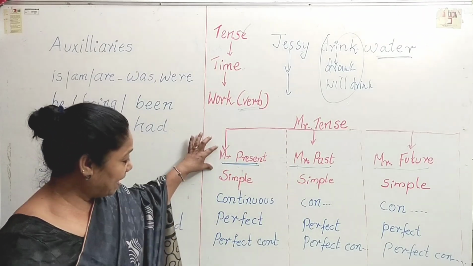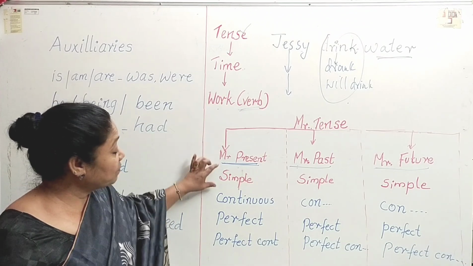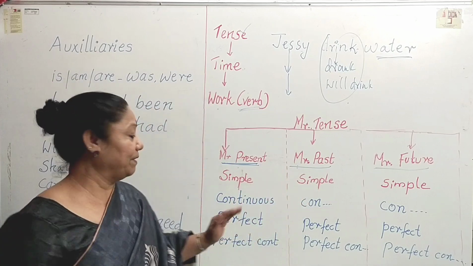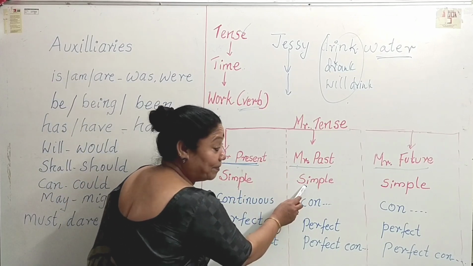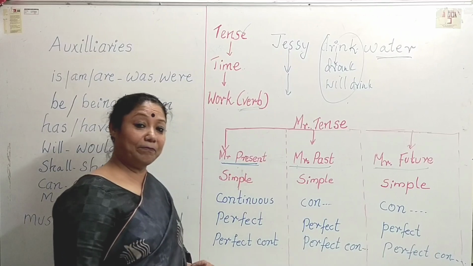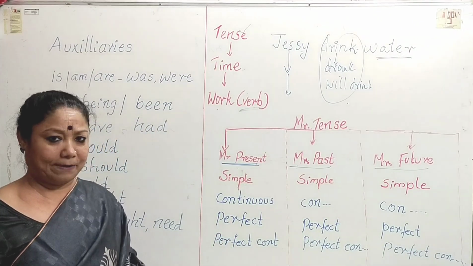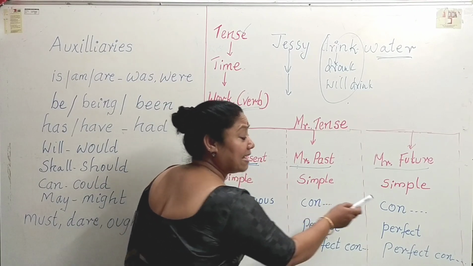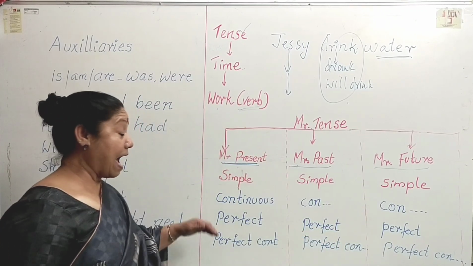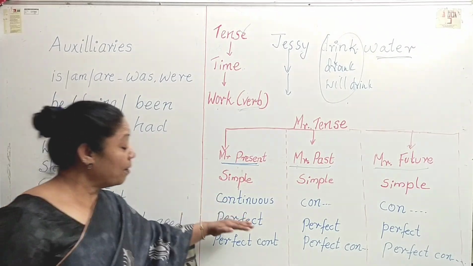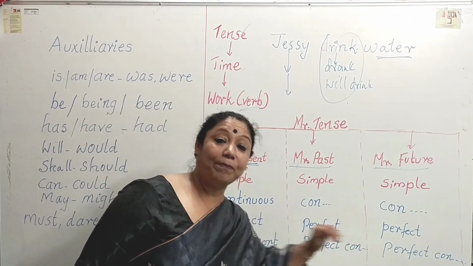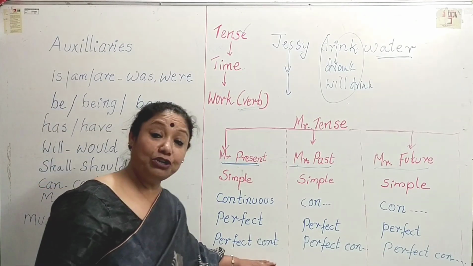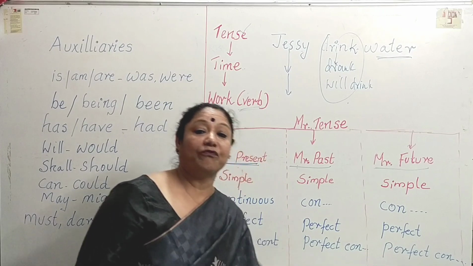Let me explain. Mr. Present's first son is Simple. Here also all the first sons are Simple: Simple, Simple, Simple. So easy. The second sons are all Continuous, Continuous and Continuous. The third sons are all Perfect, Perfect and Perfect. And the fourth sons are all Perfect Continuous, Perfect Continuous and Perfect Continuous.